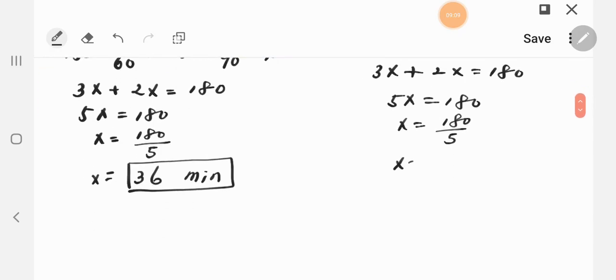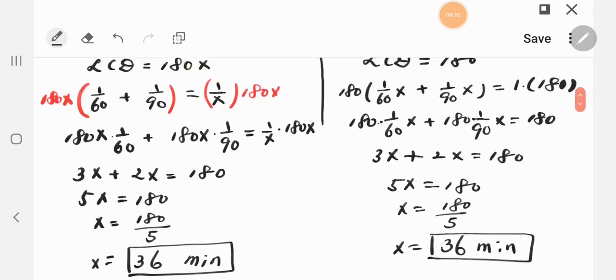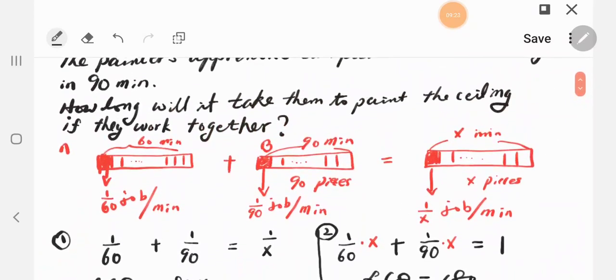So x equals 36. Then the unit is minutes. So it takes 36 minutes to complete. So what is important is this.